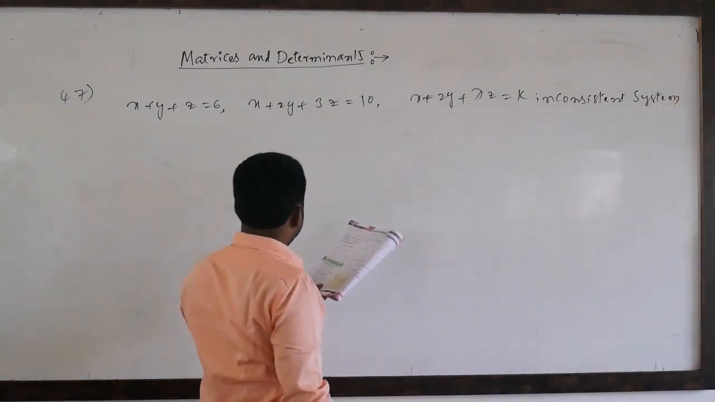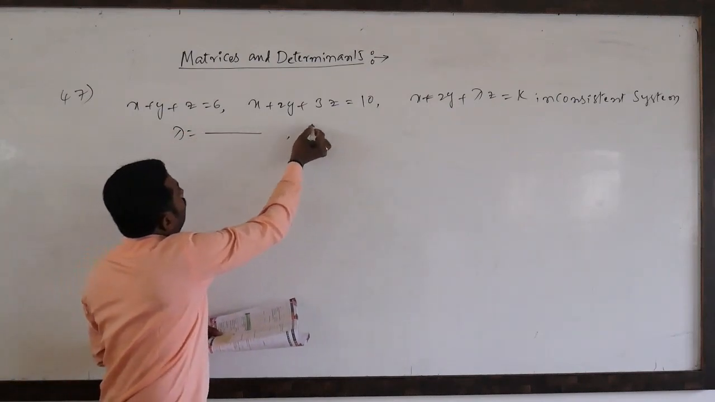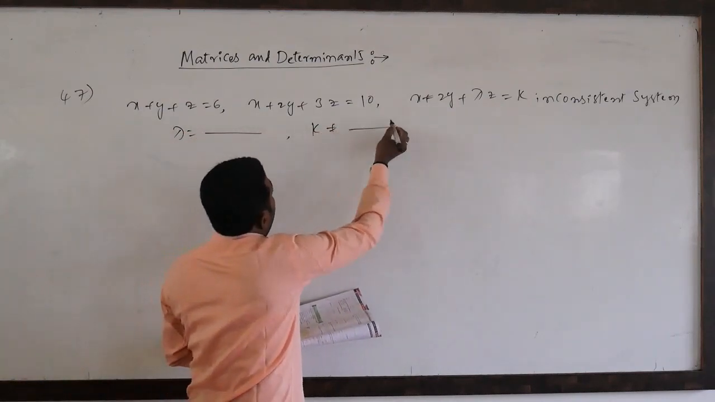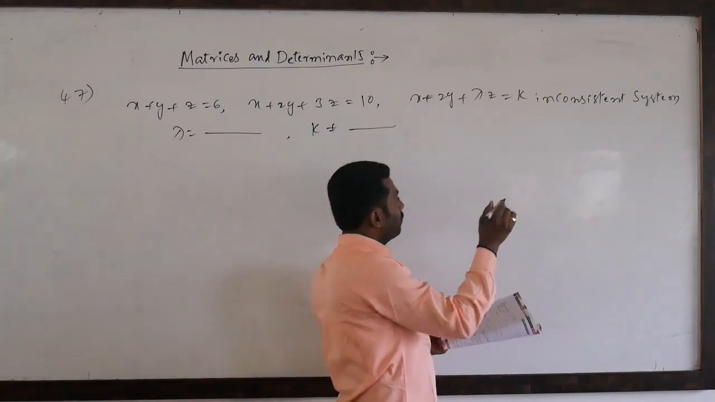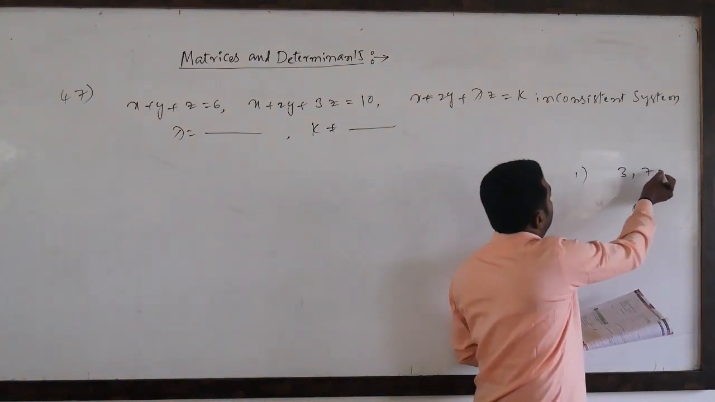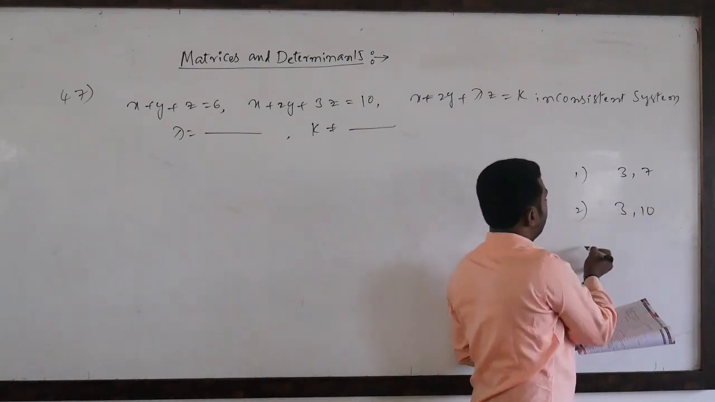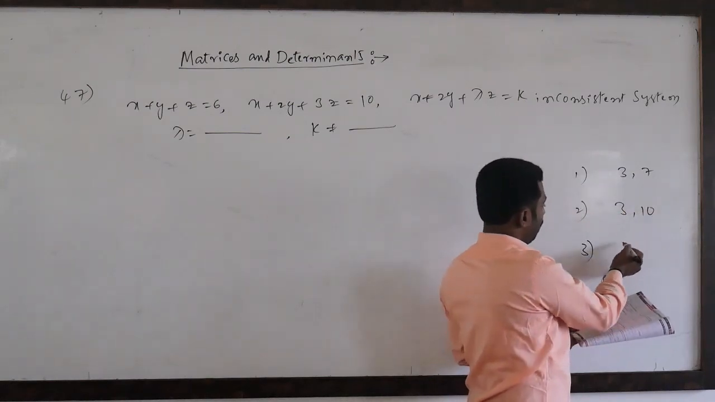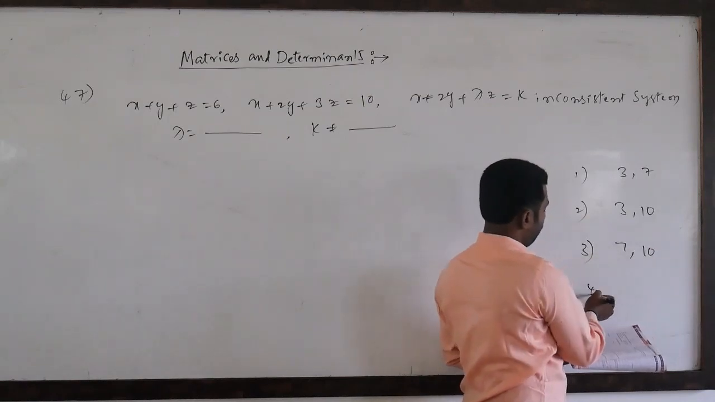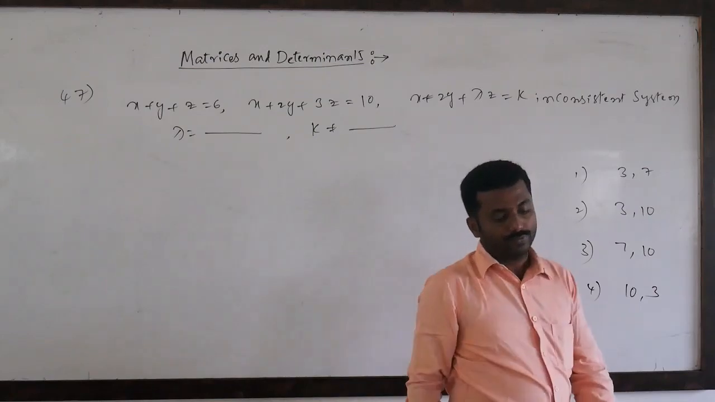Then they are asking lambda equal to, k is not equal to. So the options we will see once. These are 3 comma 7, 3 comma 10, 7 comma 10, 10 comma 3.